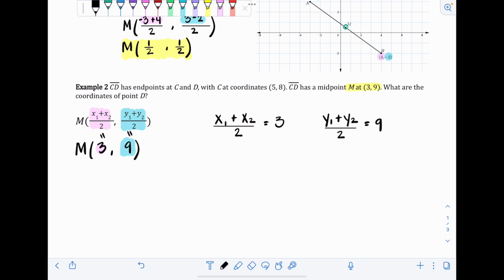So it'd be y1 plus y2 over 2 equals 9. And before we move forward, we have to specifically use 3, 9 as our point that we set the midpoint formula equal to. We couldn't have used 5, 8 because the midpoint formula finds the midpoint. So we have to use the point that says it's the midpoint specifically, otherwise it'll get messed up.